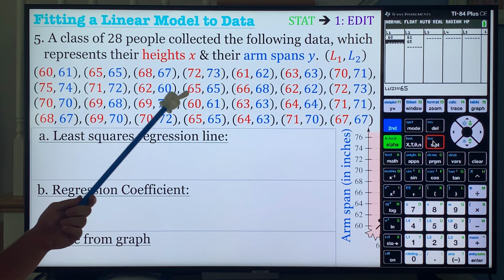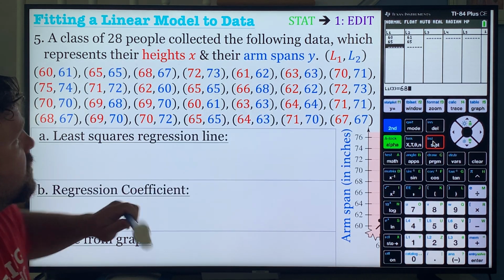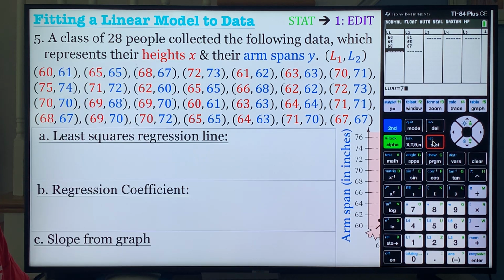It doesn't matter what order you do it, as long as your red ones right here in the first column, those are your L1s, your L2s, the other ones. So 68, 67. And you're going to type all these in. So type all those in real quick.